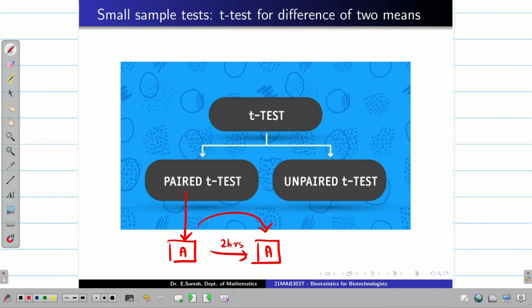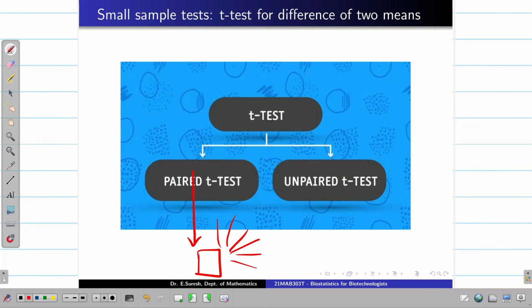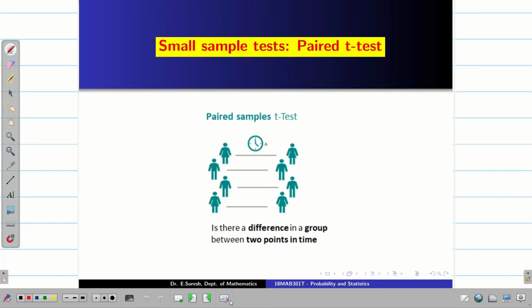But in the unpaired test, two independent groups, group A and group B, will be verified for different kinds of data. Here in the paired t-test, the group is the same, only the time is going to differ. I'll check the blood sugar level at 8 a.m., 9 a.m., 10 a.m., 12 p.m., 3 p.m., 4 p.m., etc. So paired samples are dependent samples.